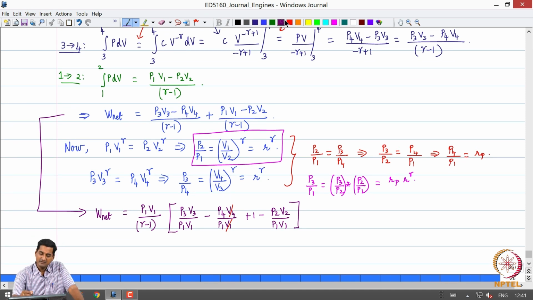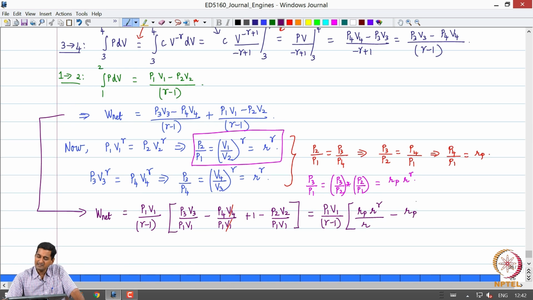What is P3 by P1? Let us take the first term. P3 by P1 is going to be Rp R power gamma, we just derived it, right. We can observe here, correct. So, that is Rp R power gamma, and what is V3 by V1? It is 1 by R. V1 by V3 is R, V3 by V1 is going to be 1 by R, right. So, that is how the first expression will simplify.